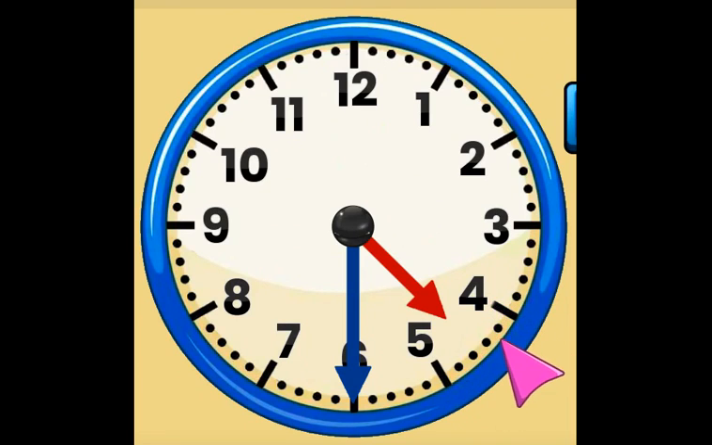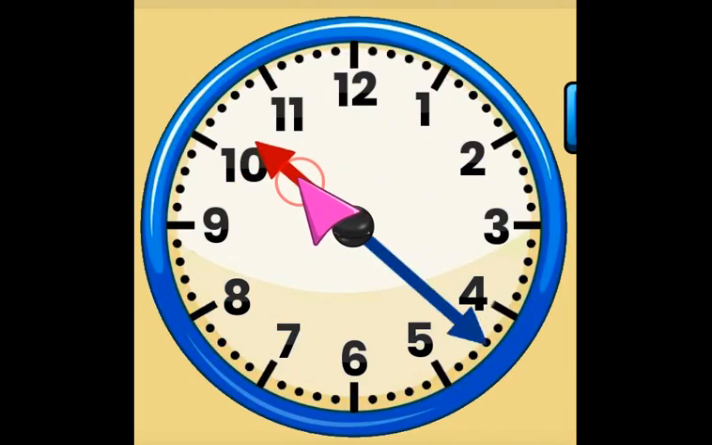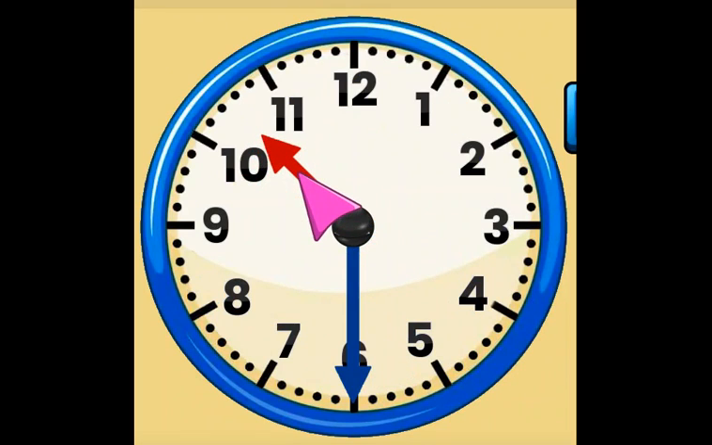So we're in the 4 o'clock hour, so it's 4. And we will look at the minute hand. 30 minutes have gone by, so it's 4:30 on this clock. Let's try just one more. Let's go all the way right here.